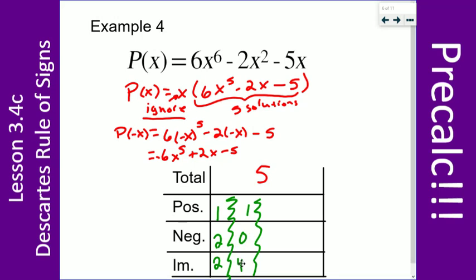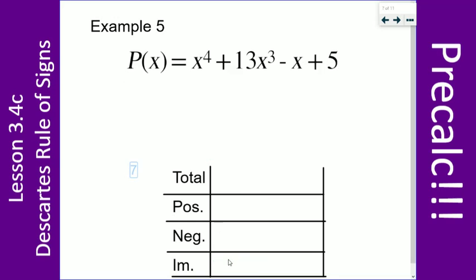Which then gives us 4 imaginary if we have this scenario. Okay, 1 positive, 0 negative, 4 imaginary, or 1 positive, 2 negative, 2 imaginary. These are the two possible types of solutions that we can have. Okay, so I apologize for messing that one up. Let's give this next one a shot and see if this one goes any better.